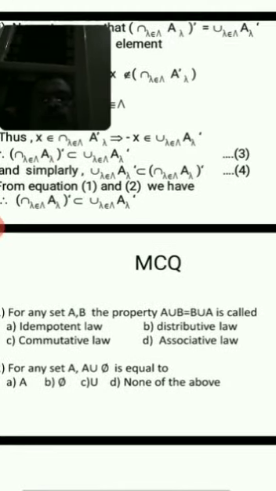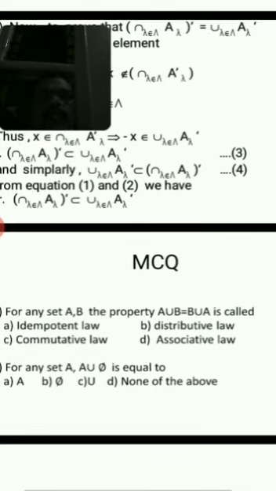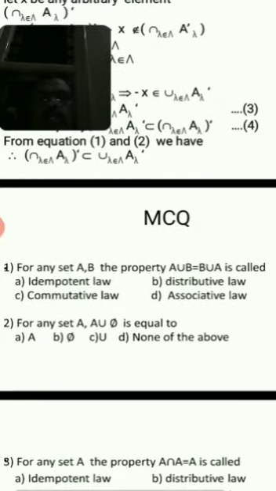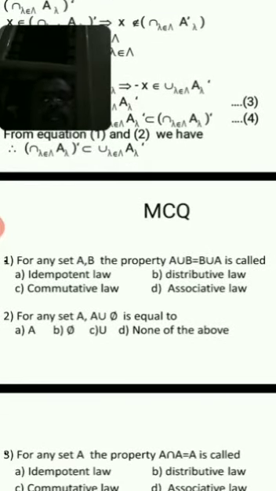On that theorem we have some very short answer questions or multiple choice questions. For any sets A and B, the property A union B is equal to B union A is called: is it idempotent law, distributive law, commutative law, or associative law? A union B equals B union A is in general the commutative property. So A union B equals B union A is the commutative law.